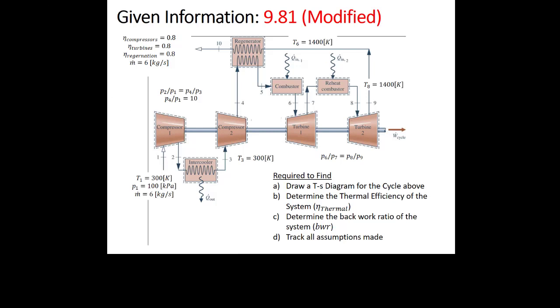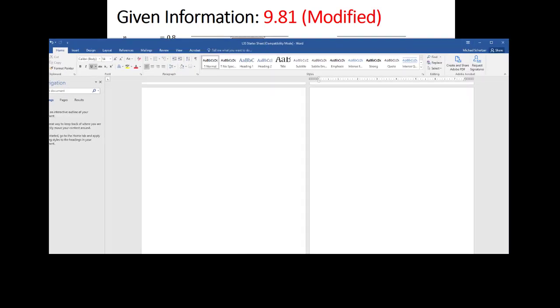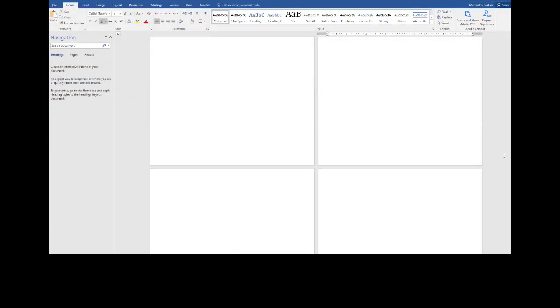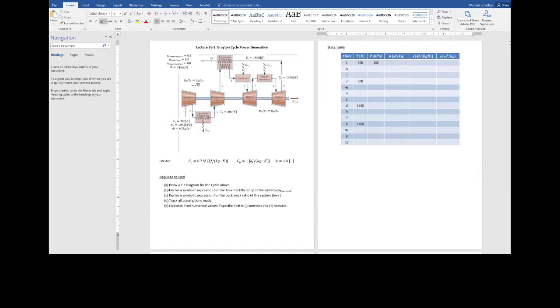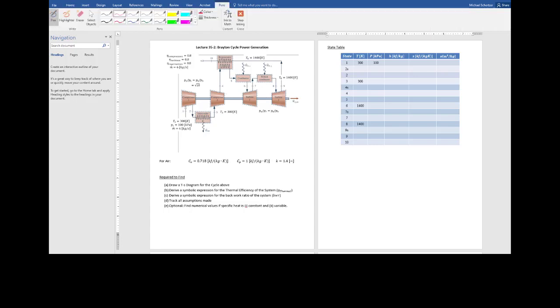Right, so now we're going to go through this problem. The first thing it wants us to do is to draw a TS diagram. So I'm going to try to give myself some space here. Again, the first thing I'm going to do is count the number of turbines and the number of compressors. I'm going to take the max, which is 2, and add 1.